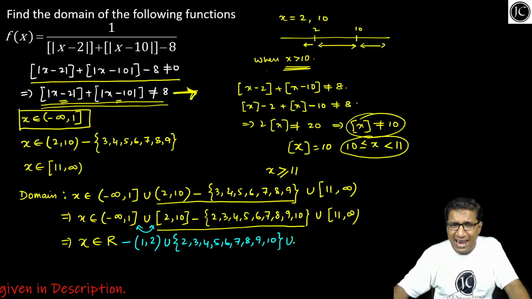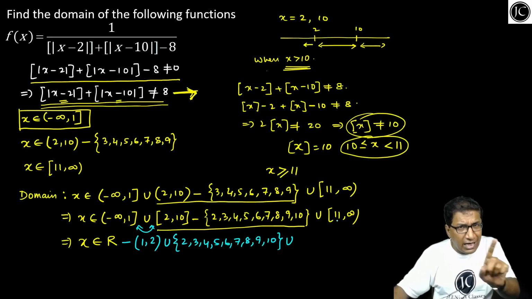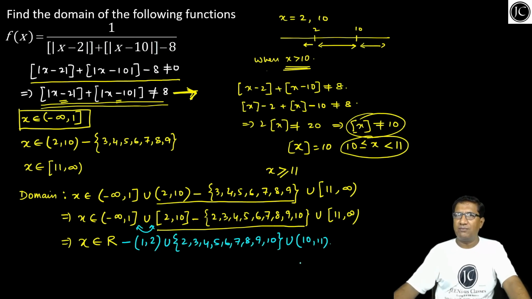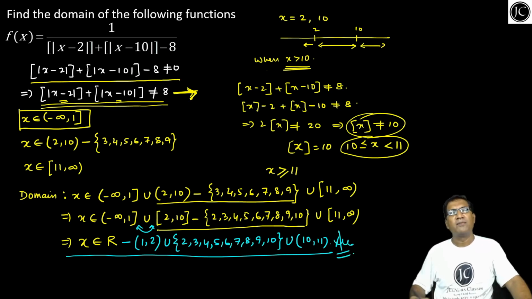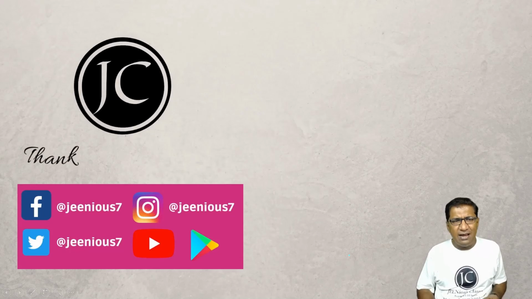और जो वैल्यू नहीं लेगा वो है 10 और 11 के अंदर. 10 और 11 के अंदर x का कोई वैल्यू आएगा नहीं. So I have eliminated the portion from 10 to 11. Is it clear? So this one will be our required domain for this question. Is this much clear to all of you? Absolutely. Okay, so let us end our class here.